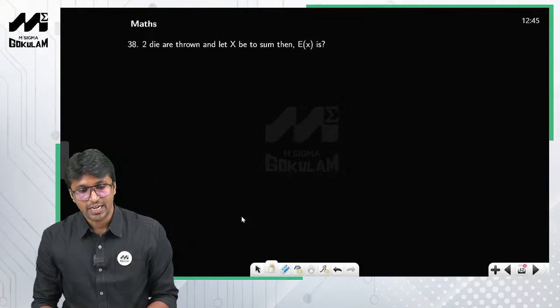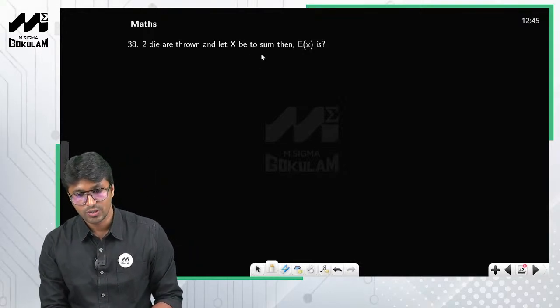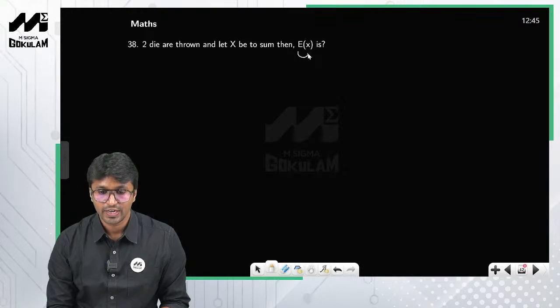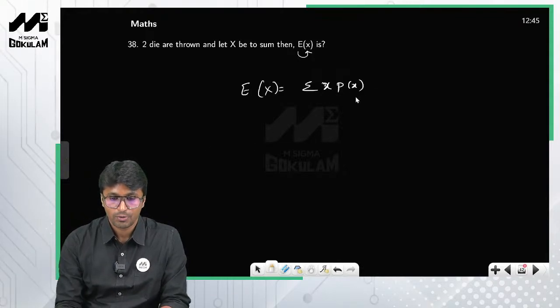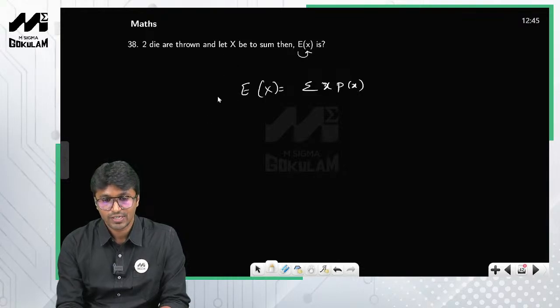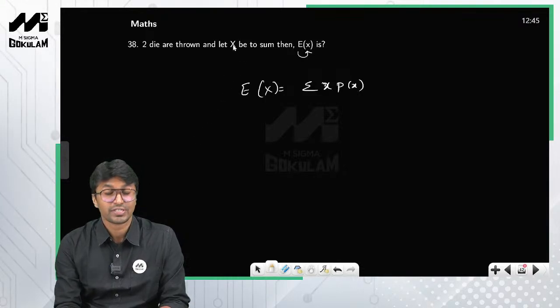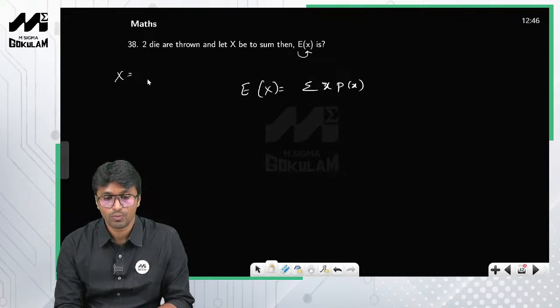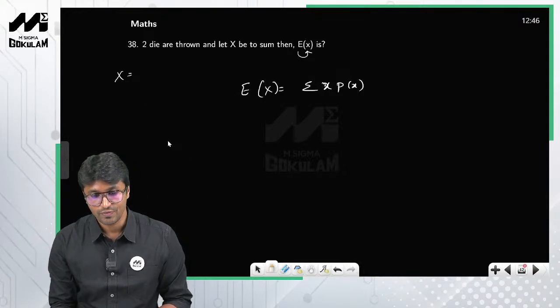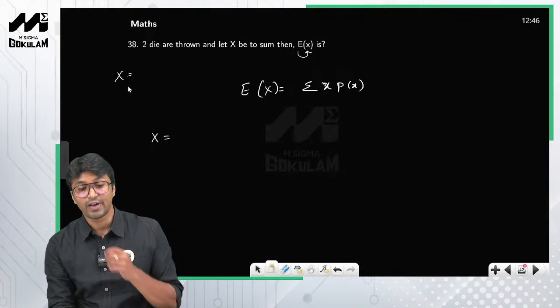Two dice are thrown and let x denote the sum, then you are asked to find the expectation of x. So expectation of x is nothing but sum of x into p of x, right? So therefore you need to get the probability mass function. First I'll find out the possible values that x takes. So x is a random variable, which represents the sum of the values on the two dice, right? What are the possible values that x takes?